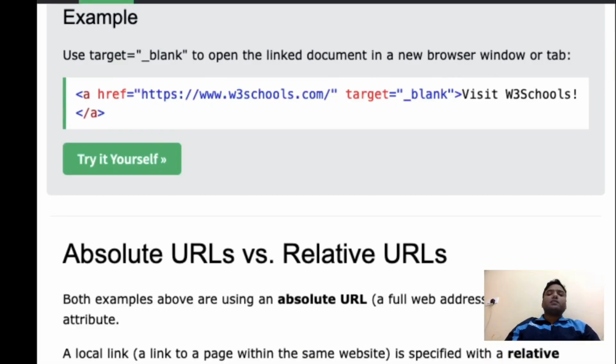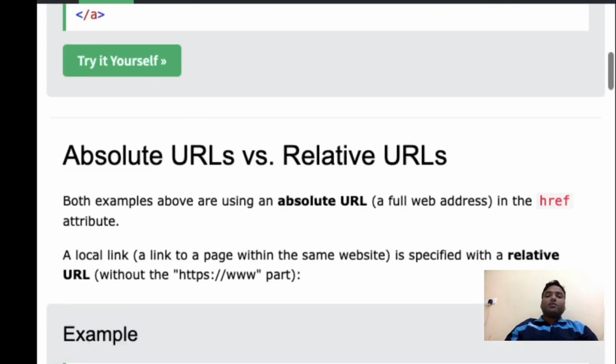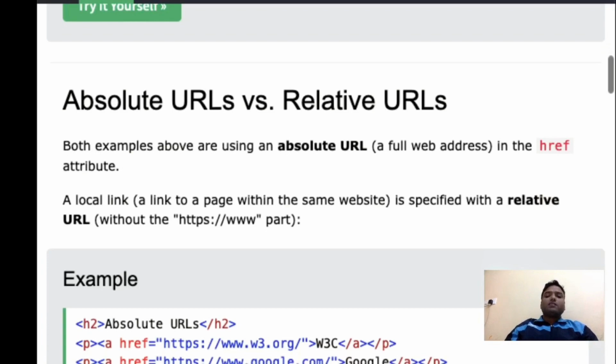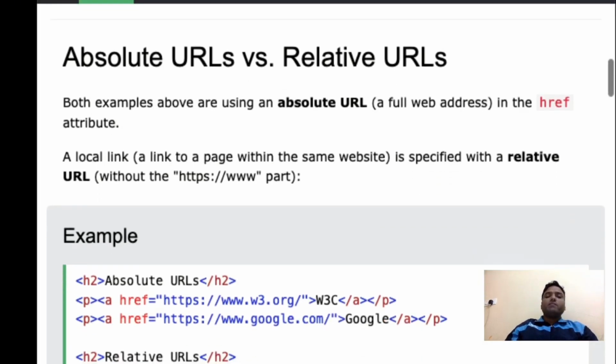Now the question comes, what is an absolute URL and a relative URL? Absolute URL means you are writing the complete path of a web address. Like here you can see href equal to https, and this is the full website address. So if you are writing the full address, it is known as an absolute URL. You have to write the full website address.